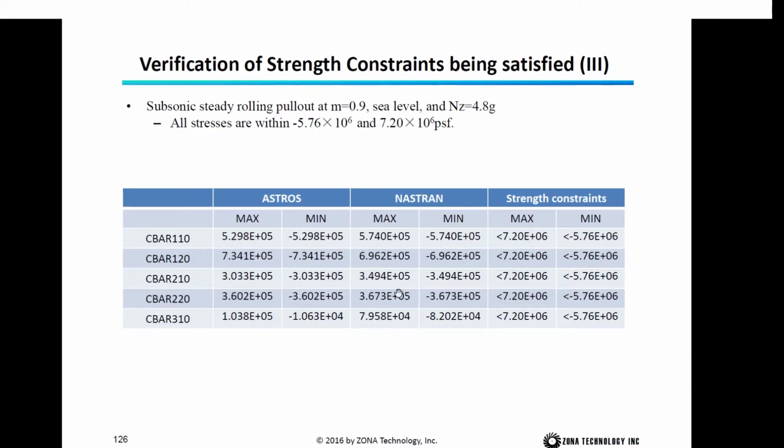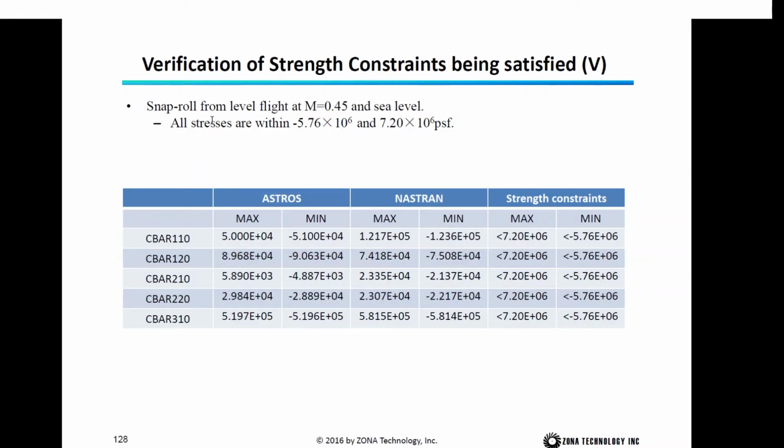And the next one is steady rolling pull out. Again, the stress in all C-bar elements satisfies the strength constraints, as do the abrupt rolling pull up and the snap roll from level flight. They all satisfy the strength constraint.